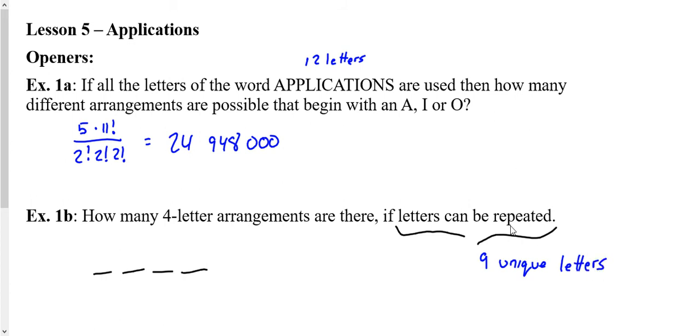So if you have 9 unique letters, all we're going to do is slot in 9, 9, 9, and 9. 9 times 9 times 9 times 9, of course, will get us to 6,561 arrangements.